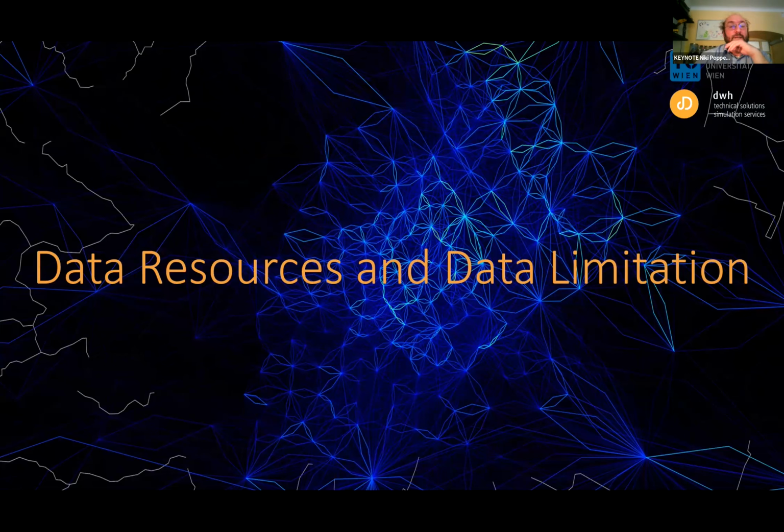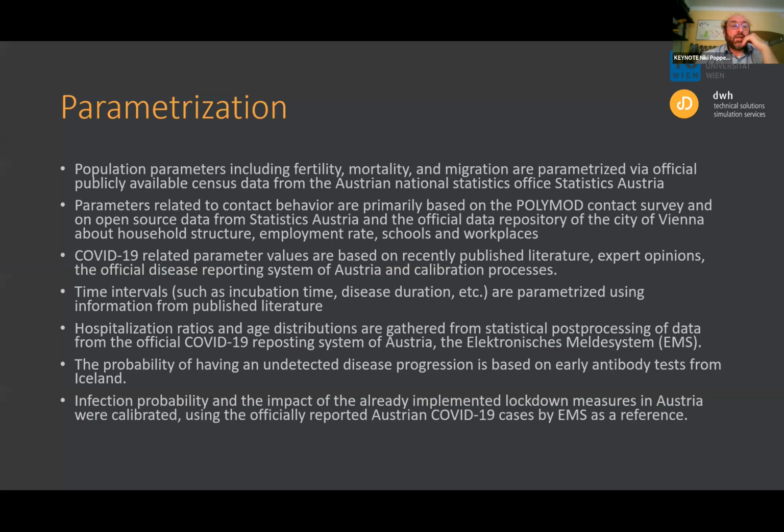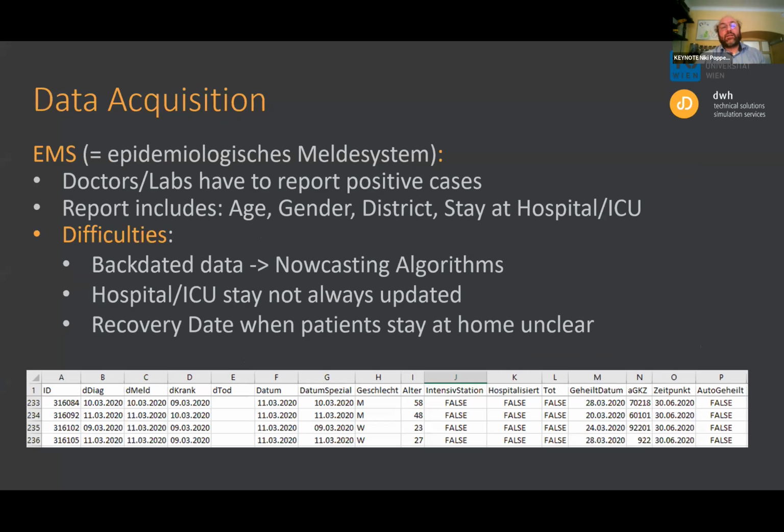Most of you know this probably from the media. It's a complicated thing, so we need a lot of parameters. So that's one of the sensitive and challenging aspects in our model, of course. We get a lot of information for different aspects like the population parameters, the contact behavior, the disease progression, the hospitalization ratios, and so on. What are the main data resources? Main data resources that we all know as the dashboard here in Austria.